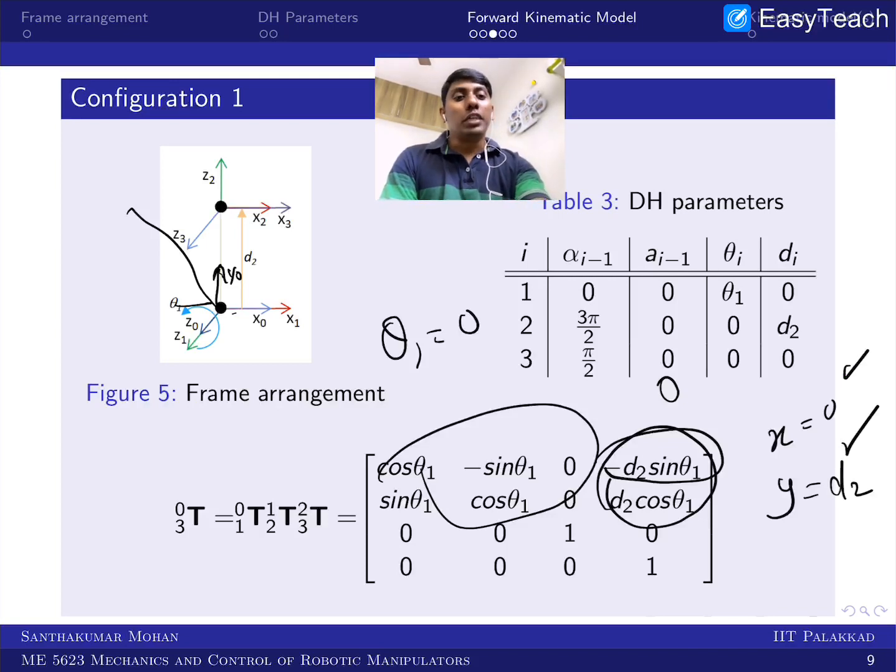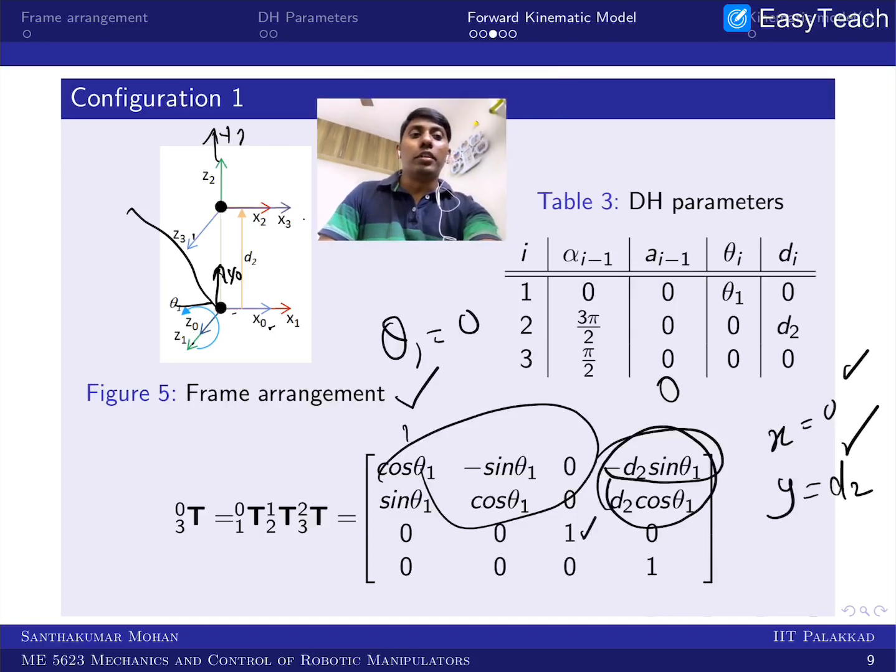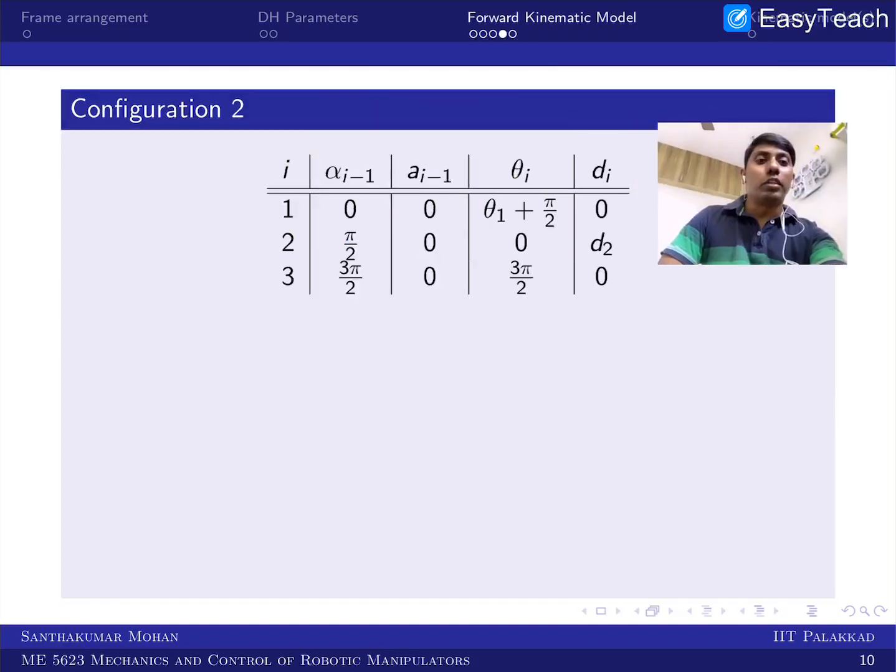Now when you see the orientation information, you can see that Z3 and Z1 are parallel. You substitute 0, so you can see that is there. And X0 and X3 are parallel. You substitute this equal to 0. This is 1, 0, so this is also right. And you can see Y0 and Y3 are parallel, and that is also coming. So in the sense, your solution is right. We'll move forward to the second configuration.